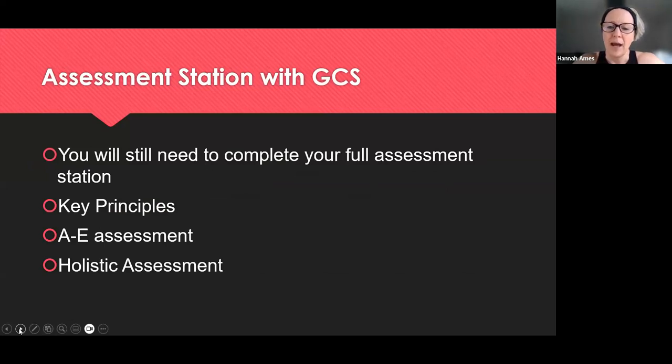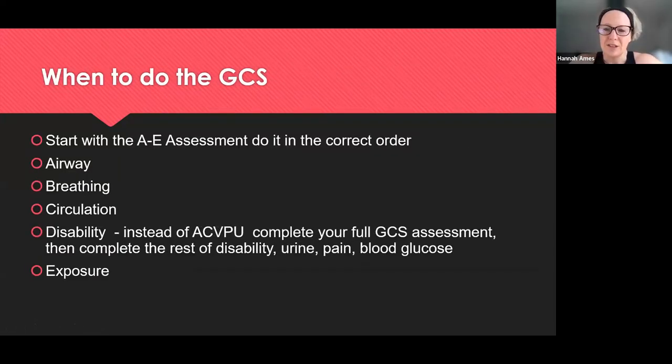If you have the subdural hematoma API, which includes the GCS, you still need to complete your full assessment station. So you still need to do exactly the same as you do in your other APIs. Your key principles still apply: you still need to complete your A to E assessment, and you still need to do your holistic assessment. So all the same marking criteria applies. So where do you do your GCS in terms of that assessment station?